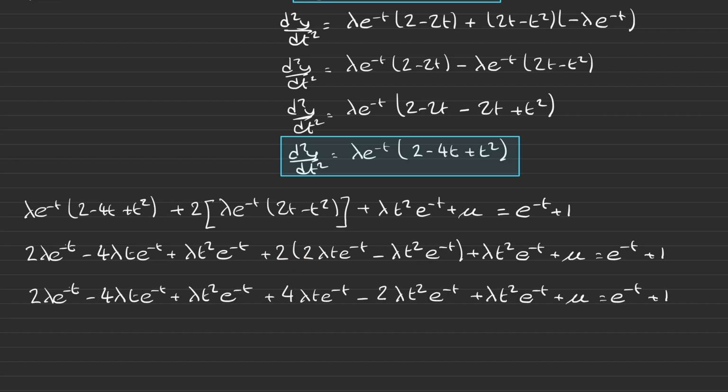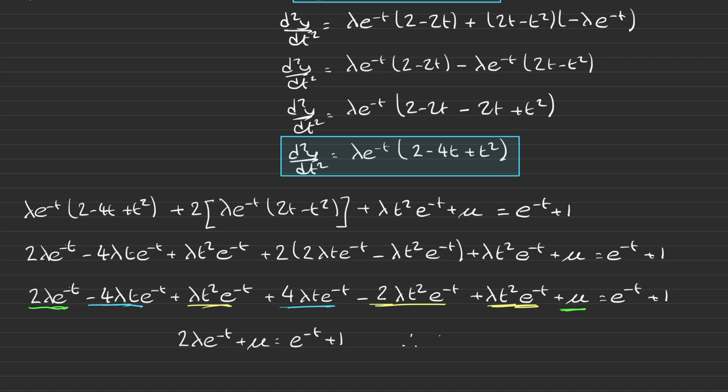And now at this point, we can look at collecting the like terms. If we look at the t squared terms, we've got 1 here, negative 2 here, and a positive 1 there. So the t squared terms will cancel to make 0. If we look at the t terms, we've got negative 4 here, positive 4 here. Then these will cancel. So we're left with 2 lambda e to the negative t and the positive mu. And this will equal the right-hand side, e to the negative t plus 1.